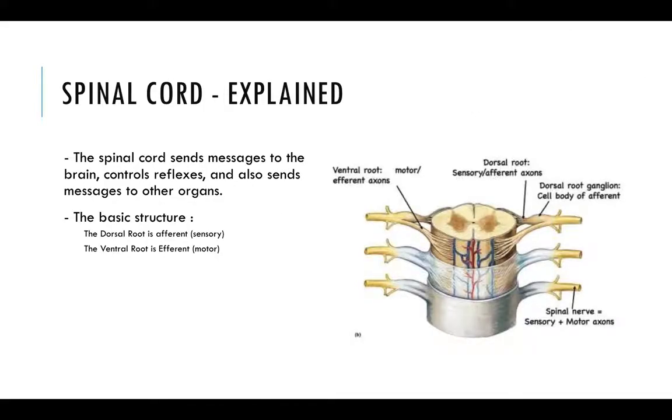Here we have a picture of the spinal cord. The spinal cord sends messages to the brain, it controls reflexes, and also sends messages to other organs. The basic structure is as follows. The dorsal root is afferent. It's involved with the sensory, and the ventral root is efferent. It involves the motor nerves.